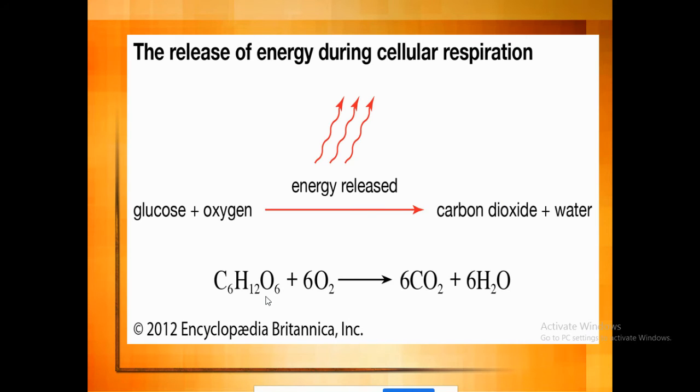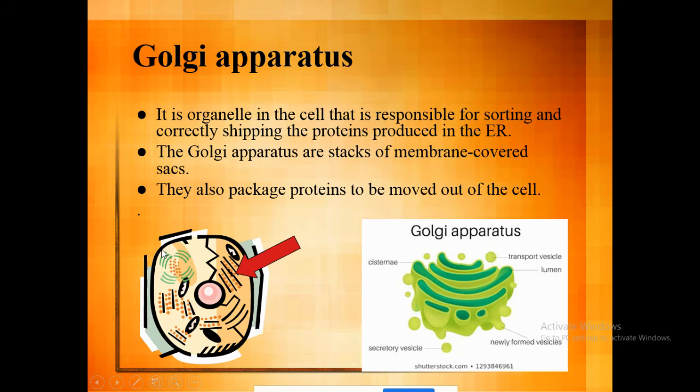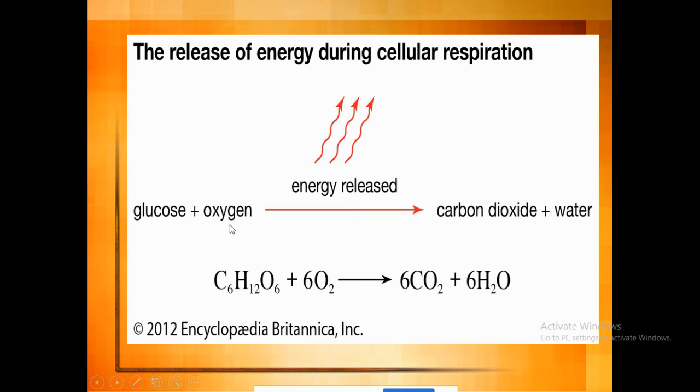So this is the energy reaction which takes place inside the mitochondria. Glucose, this is a food form. When it is oxidized, that is in the presence of oxygen, the energy is released in the form of ATP, and byproducts like carbon dioxide and water are released. This is how food is oxidized to release energy.